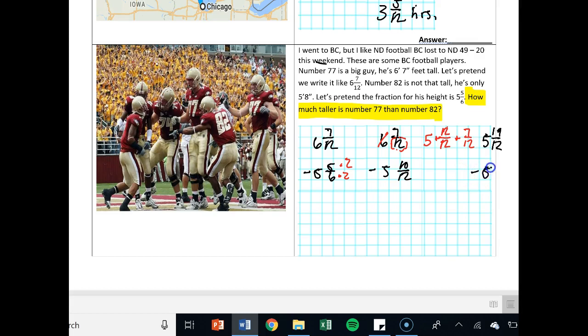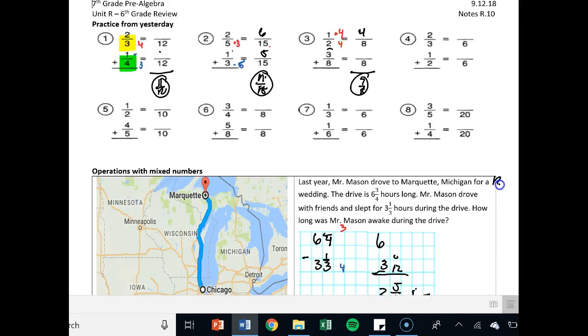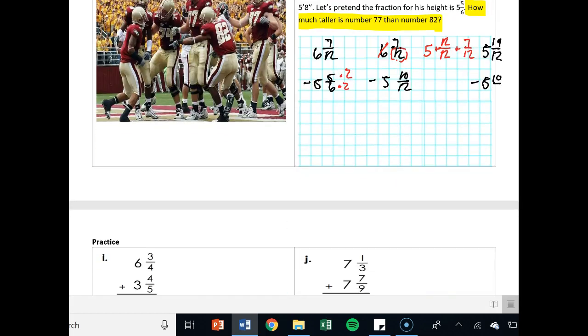So 5 19/12 minus 5 10/12. Right, and I can do 19 minus 10, that's 9. I keep the denominator, and then 5 minus 5 is 0. So it's 9/12, and then all I got to do is simplify that, right? So simplifying 9/12, divide both by 3, and I get my answer of 3/4 inches taller, right?